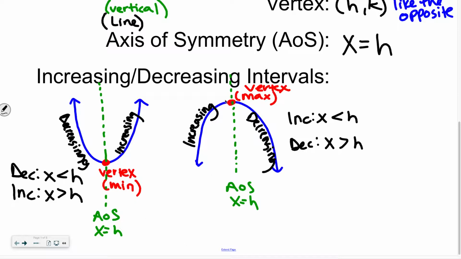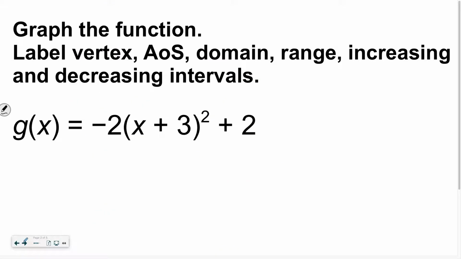Okay, so we're going to take all of these things and we're going to be graphing and labeling things when we do our homework. So here's our first example. We're going to graph this function. You can write down the directions, or you can just jot these things down as we do them with our graph. We're going to be labeling the vertex, the axis of symmetry, its domain and range, which is very similar to domain and range for an absolute value function, and then also our increasing and decreasing intervals.